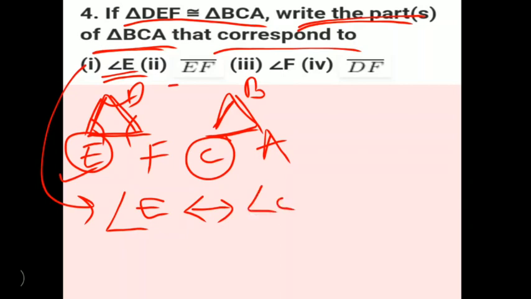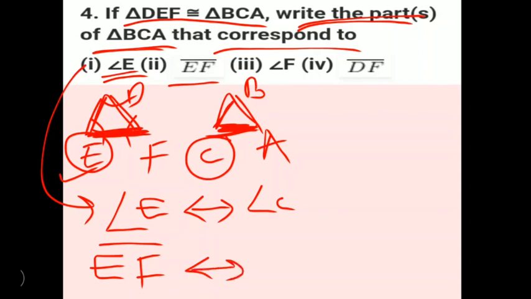Okay, so what is the corresponding side of EF? Where is EF lying? EF is lying over here. Just see, I have made the double line here. So what is the corresponding side in BCA? You can see CA is over here, right? So you can write EF corresponding side is CA. Yes, student, I hope you have understood this. This is an easy one, right? So EF corresponding side is CA.